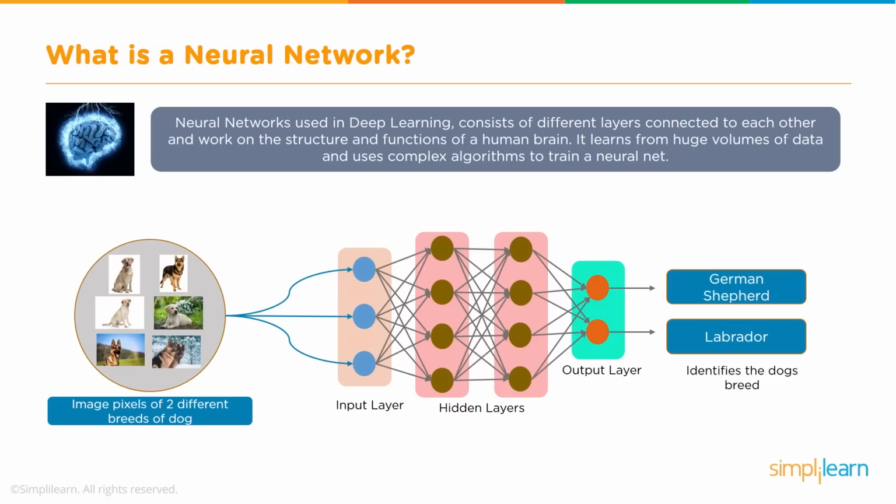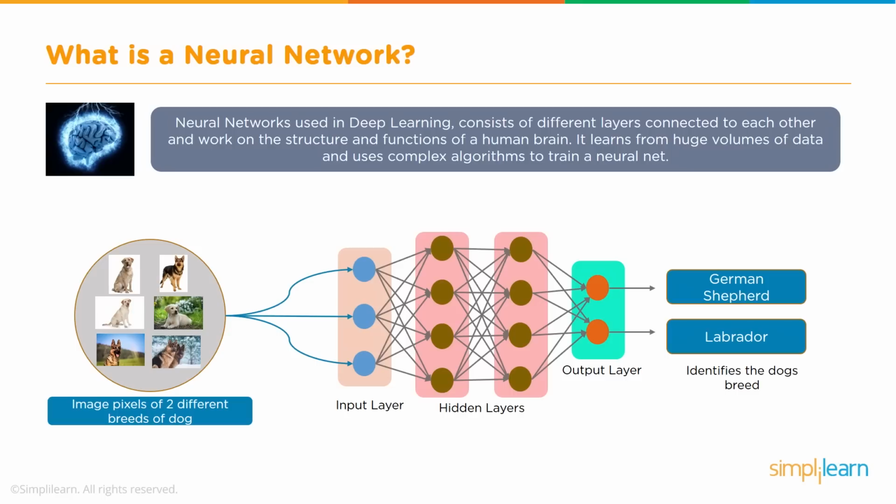So before we dive into the RNN and getting into the depths, let's go ahead and talk about what is a neural network. Neural networks used in deep learning consist of different layers connected to each other and work on the structure and functions of a human brain. You're going to see that thread, human brain and human thinking, throughout deep learning. The only way we can evaluate an artificial intelligence or anything like that is to compare it to human function. Very important note on there.